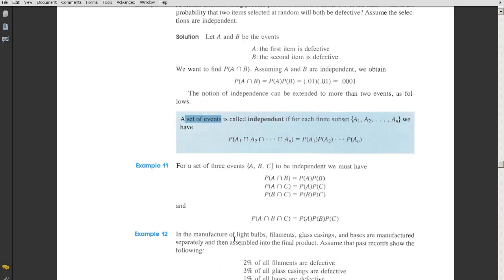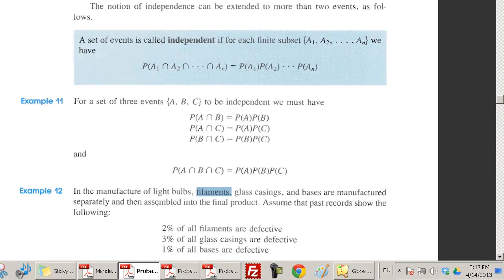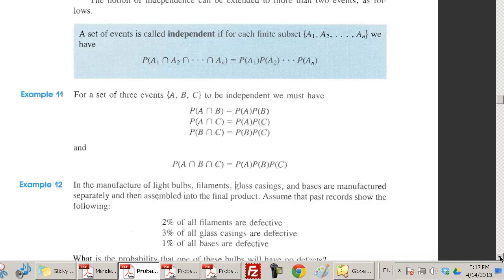So here, in the manufacture of light bulbs, filaments, glass casings, and bases are manufactured separately and then assembled into a final product. Assume that past records show the following. 2% of all filaments are defective. 3% of all glass casings are defective. 1% of all bases are defective.